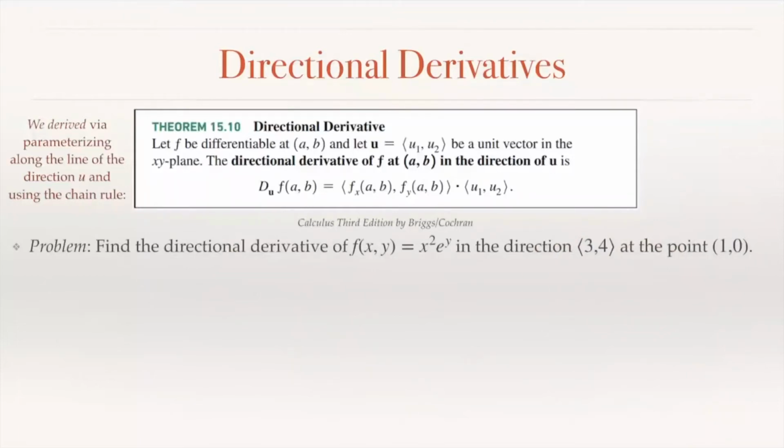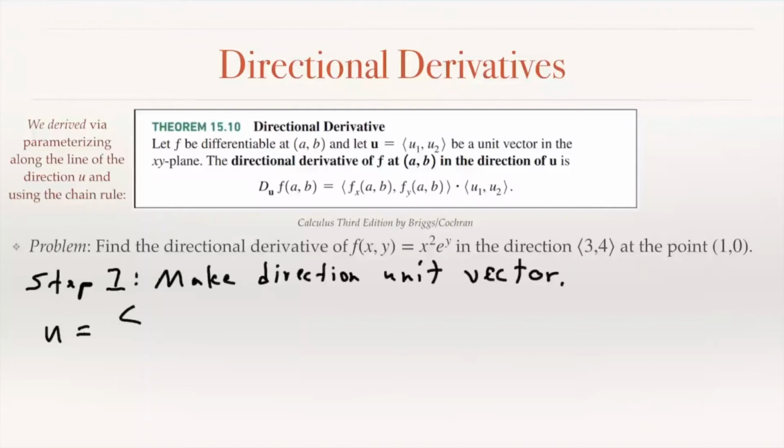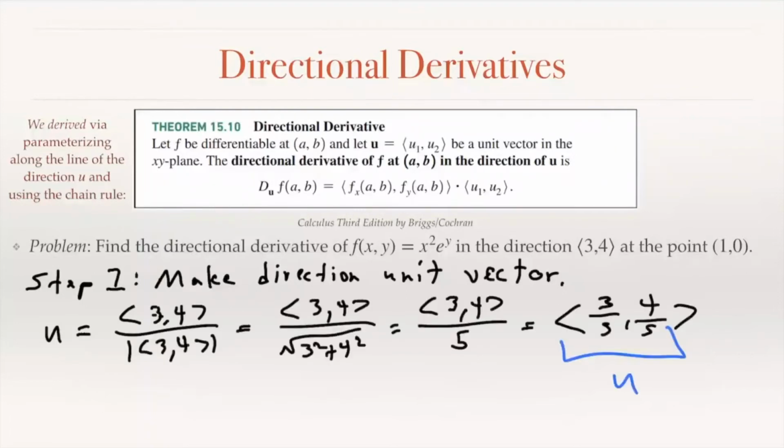Okay, so step 1, we make the direction a unit vector. Our direction is 3, 4. We divide that by its magnitude to scale it back to be of unit length. And we find that u is 3/5, 4/5. And now that we have that, we can plug it into our formula.